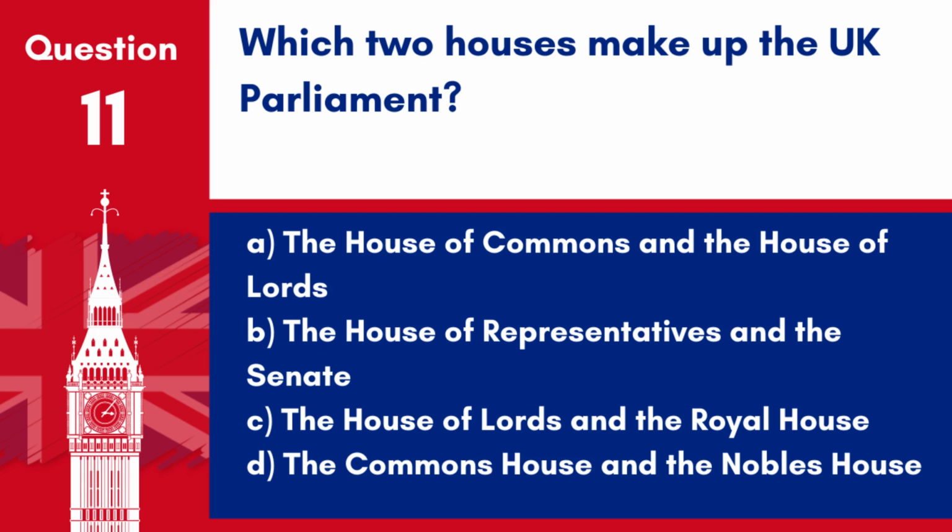Question 11. Which two houses make up the UK Parliament? A. The House of Commons and the House of Lords. B. The House of Representatives and the Senate. C. The House of Lords and the Royal House. D. The Commons House and the Nobles House. Answer. A. The House of Commons and the House of Lords. The UK Parliament is made up of two houses, the House of Commons and the House of Lords.